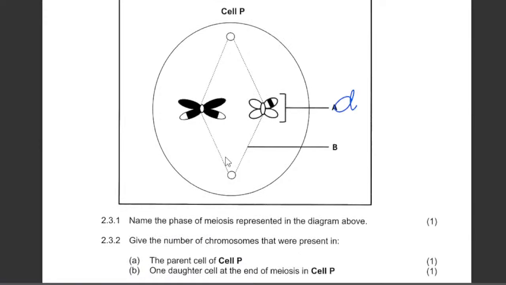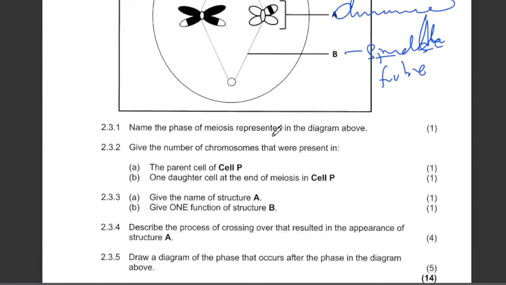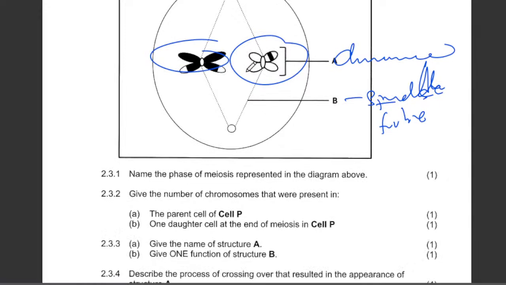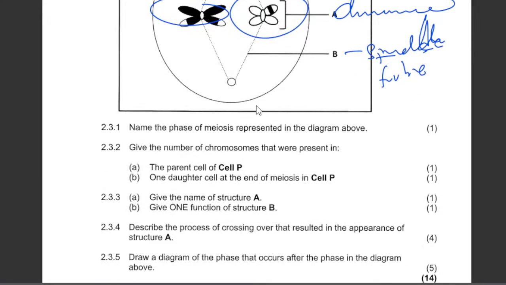They're asking what is A? This is the chromosome, and this is the spindle fiber. Then they're saying name the process that is represented. Look, this is single chromosomes, meaning that it must be meiosis 2. Because it is in the middle, therefore it is metaphase 2.